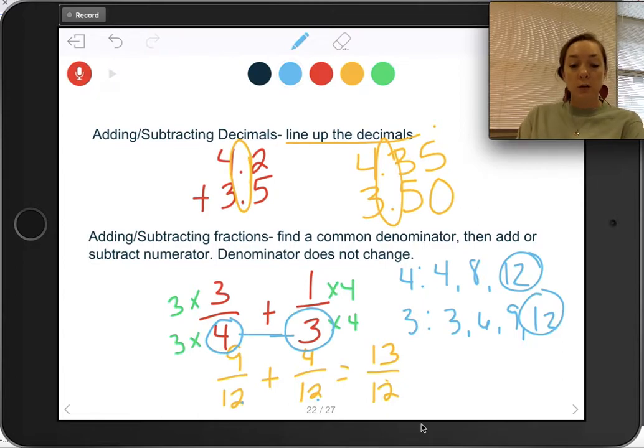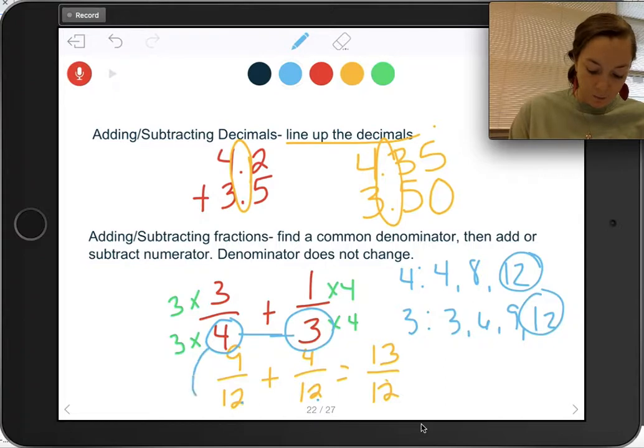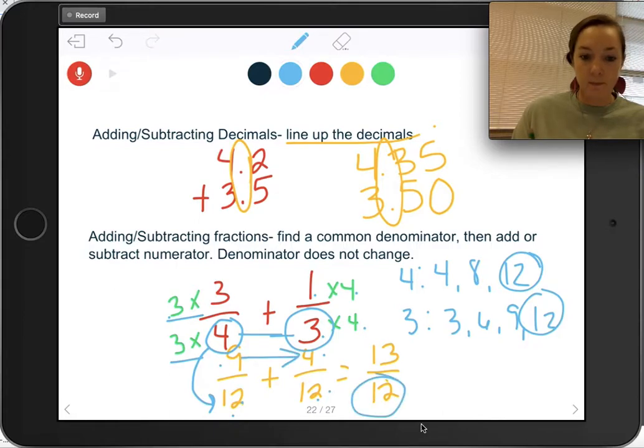Sometimes there's a smaller least common multiple. Now I'm going to take 4 and figure out what I do to get to 12. Well, I multiply by 3. If I do it on the bottom, I have to do it on the top. So 4 times 3 as my denominator gives me 12, and 3 times 3 gives me 9 as my numerator. 3 times 4 over here gives me 12, so 1 times 4 gives me 4. Then I add my numerators and keep the denominator the same. Okay, I hope that helps. Same with subtracting, no different: common denominator, add or subtract the numerators, and the denominator doesn't change.